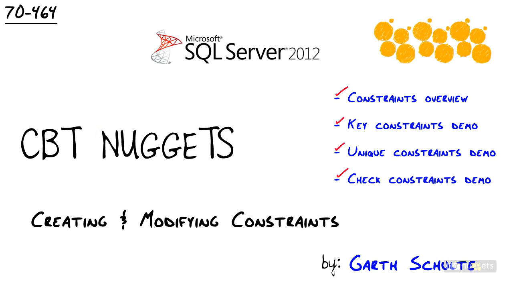In this CBT Nugget, we learned how to create and modify constraints. We started off with an overview where we got familiar with the different levels of data integrity: domain, entity, and referential integrity. And then we focused on the 4 big constraints that were required for this objective, which are going to be primary and foreign key constraints, unique constraints, and check constraints. Then we jumped into the virtual Nugget lab. We got familiar with how to work with primary and foreign key constraints. We saw how to use a unique constraint. And at the end here, we saw the many ways to use check constraints.